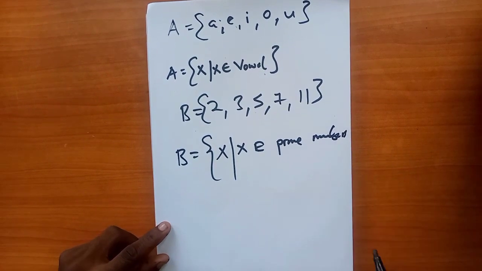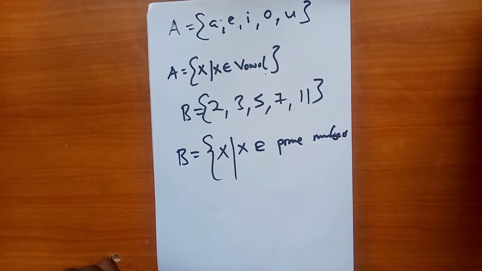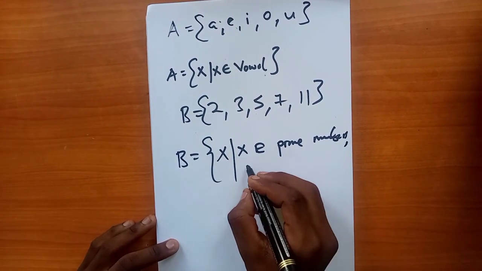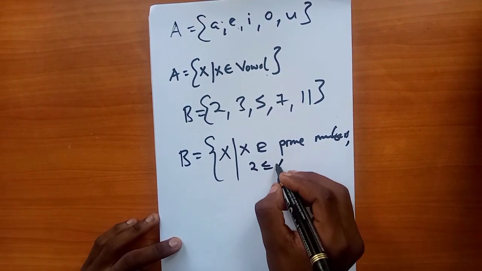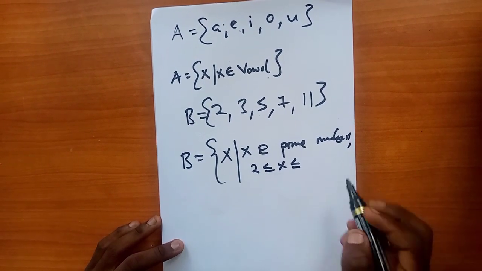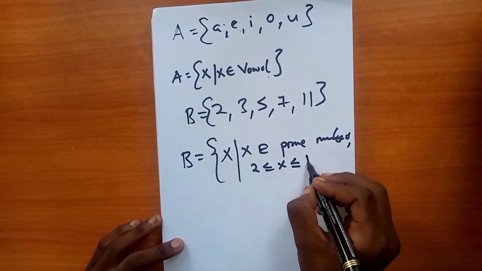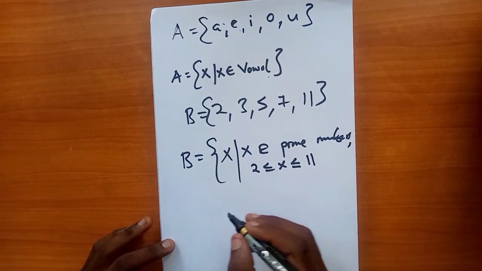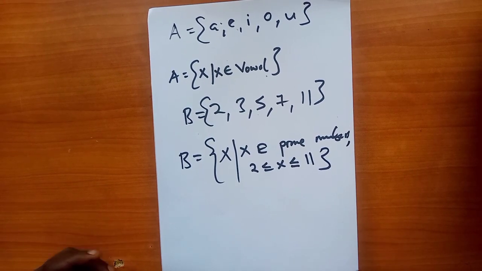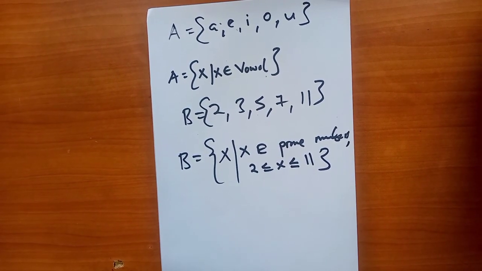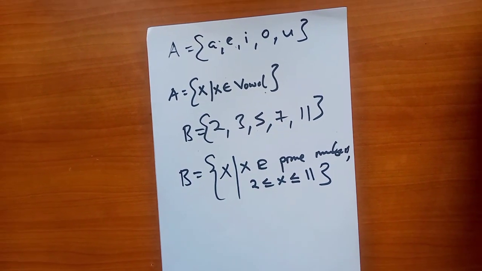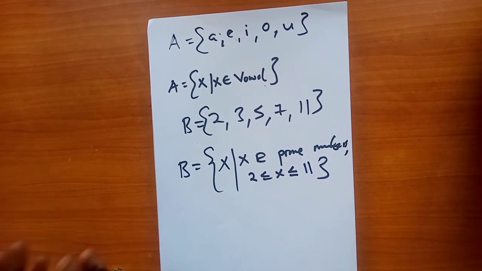Prime numbers only have two factors, that is 1 and the number itself. And remember, we said 1 is not a prime number. Then you give the limit from 2, or you can simply say x is a member of prime numbers, then you give this limit all the way up to 11. Or if you want, you can simply say x is such that x is a member of prime numbers less than 11, because a person that knows the set of prime numbers will be able to tell what prime numbers are there before 11.